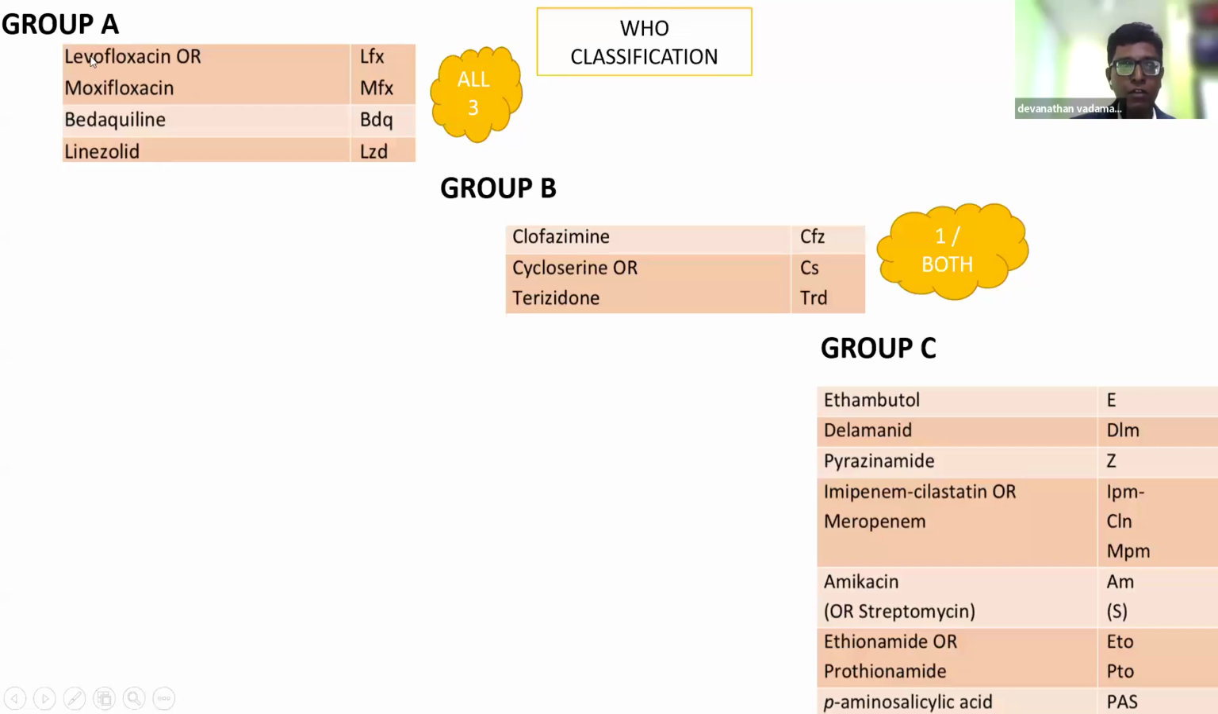So at least group A and group B, you remember. Levofloxacin, bedaquiline, linezolid is group A, clofazimine and cycloserine is group B. Rest of the drugs are group C. So group A, group B is easy to remember. These 5 drugs you remember. This is how we form it. If we are not able to form a regimen with these 5 drugs, we go to group C. This is for the 20 months regimen.